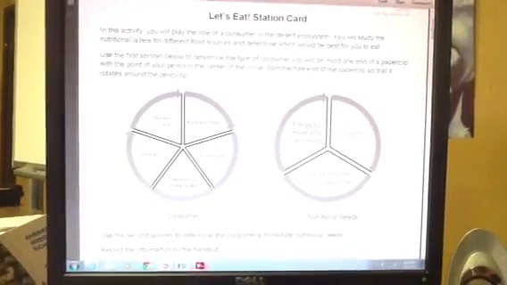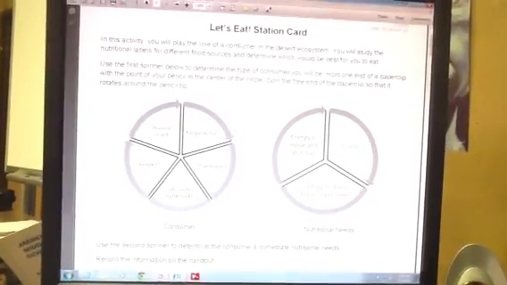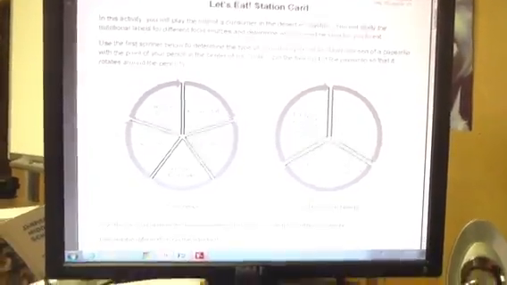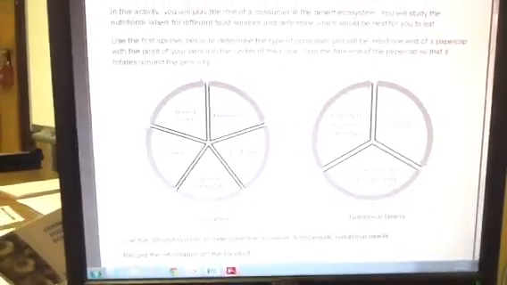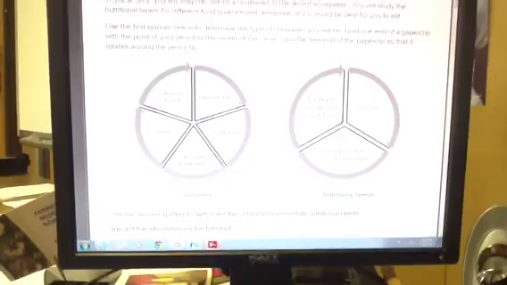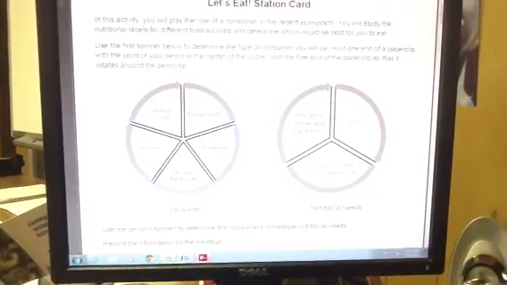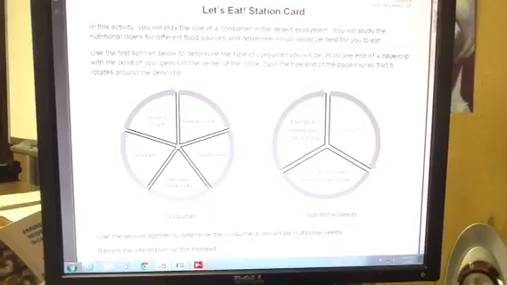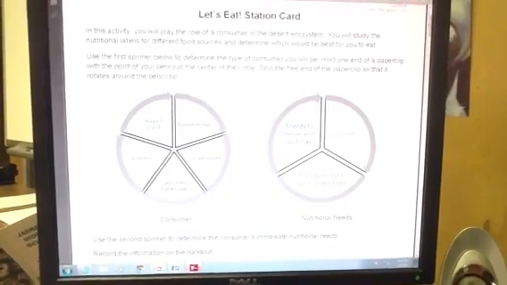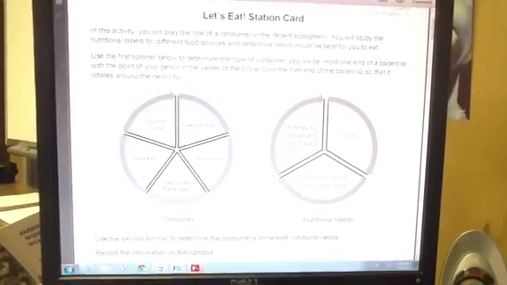You're going to use the first spinner to determine the type of consumer you're going to be. You'll notice there's 5 examples on there. Hold one end of a paper clip with the point of your pencil in the center of the circle and spin the free end of the paper clip so it rotates around the pencil tip.